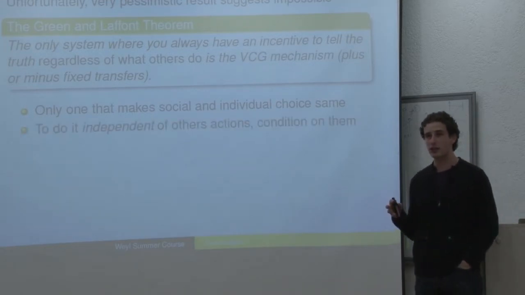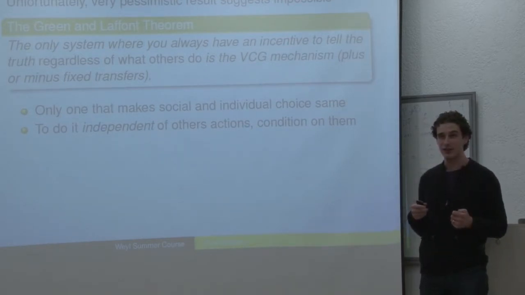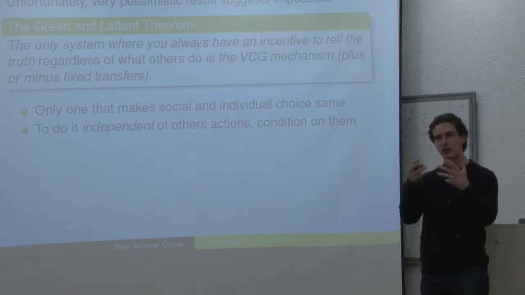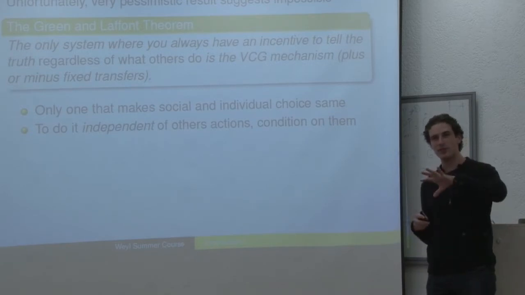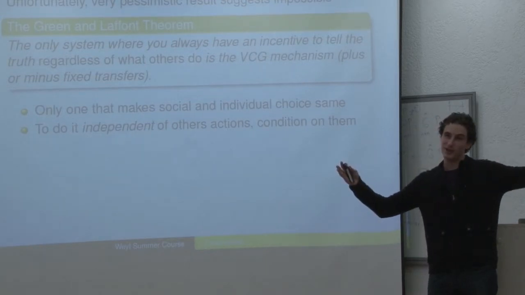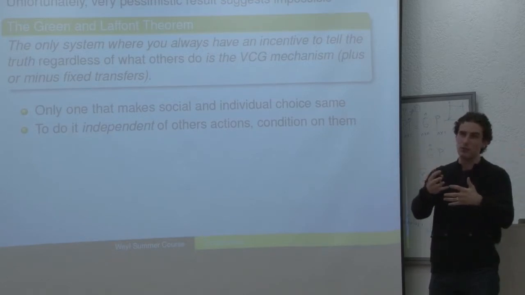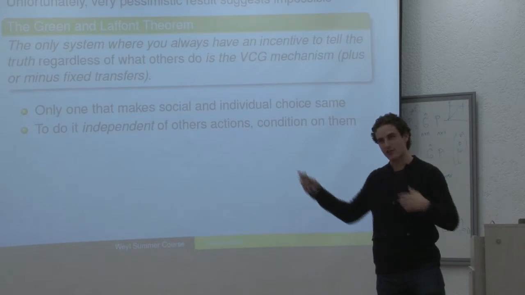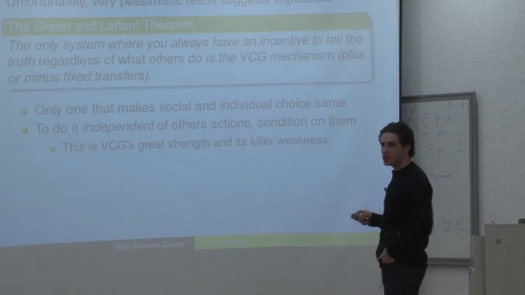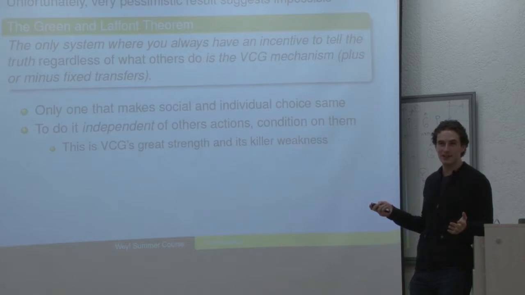In the expected externality mechanism, my incentives depend on what people actually end up saying. That is, if I'm only forced to pay the expected externality of my action and not the actual externality given what people actually say, then if other people decide to say something completely different than the truth, I don't have an incentive to tell the truth. I only have an incentive to tell the truth if people do what they're supposed to do, which corresponds to the average externality that I'm supposed to be paying. So this is the great strength of VCG, that it gives you incentives regardless of what everybody else does, and it's also its killer weakness.